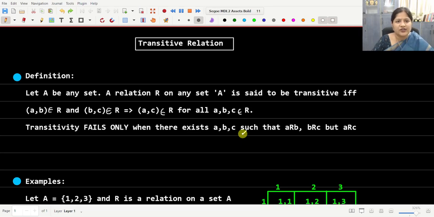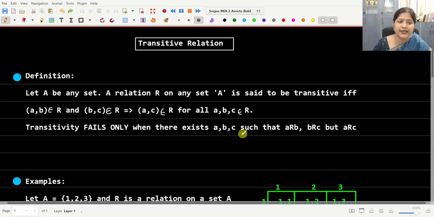Hello children, today we will learn about a new type of relation, which is the transitive relation. Till now we have learned about the symmetric relation, the antisymmetric relation as well as the reflexive relation. So let us see what is the definition of the transitive relation.